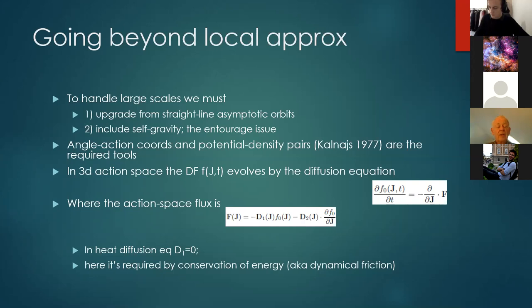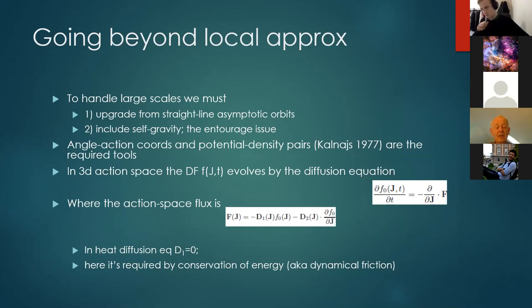So each orbit is going to be a point in a three-dimensional space which has actions for its coordinates, and the state of the system will be defined by a probability distribution in this three-dimensional action space. This probability distribution is nothing other than the distribution function f, which is a function of the three actions, which I've symbolized by J. And of course, it will depend on time because it's evolving.